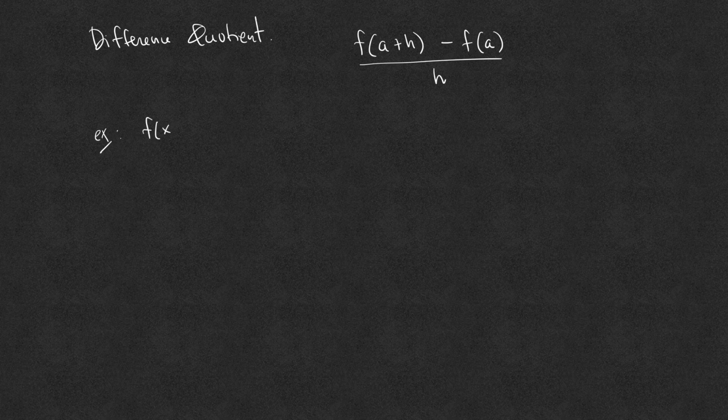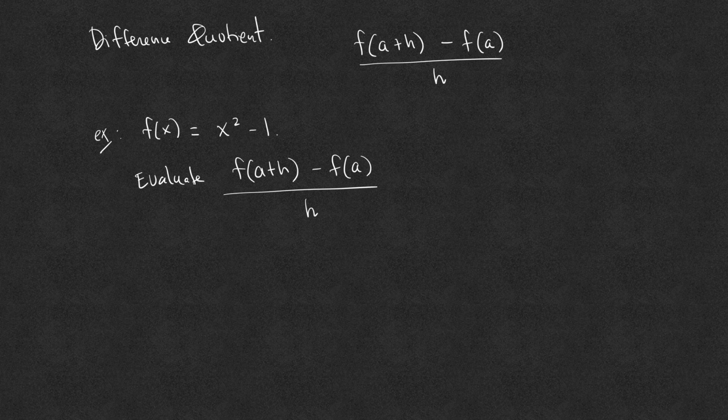So for example, if f of x equals x squared minus 1, and we need to evaluate f of a plus h minus f of a over h. Essentially, we need to find out what this expression is. Every time we see an f of something, that means we would need to evaluate it. As of now, f is the name of the function, so in this expression, we can't really do anything. We have to evaluate this.